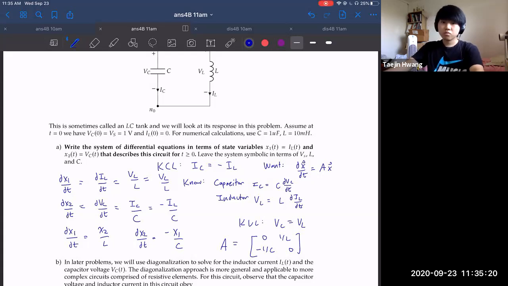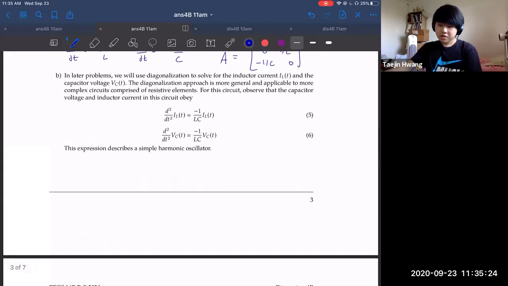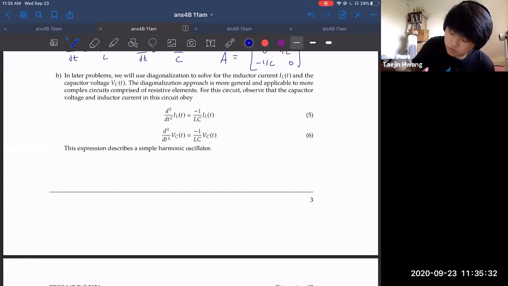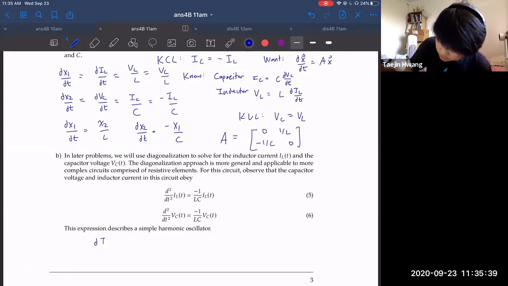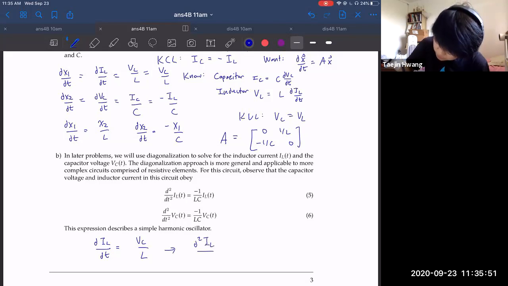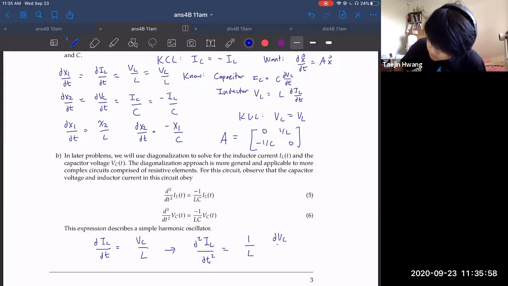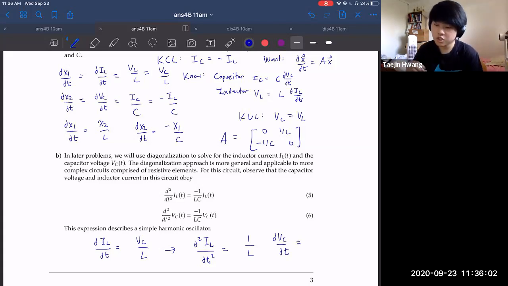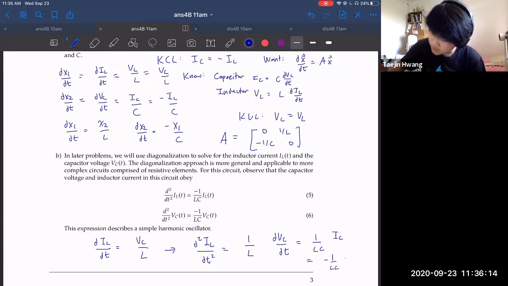Okay, so moving on. In the next part, we can notice that if we take the equation for an inductor, we showed here that dIL dt was equal to VC over L. And if we take one more derivative, we can show that this is equal to 1 over L dVC dt, which is then equal to 1 over LC IC over this, 1 over LIC, which is then equal to negative 1 over LC IL.